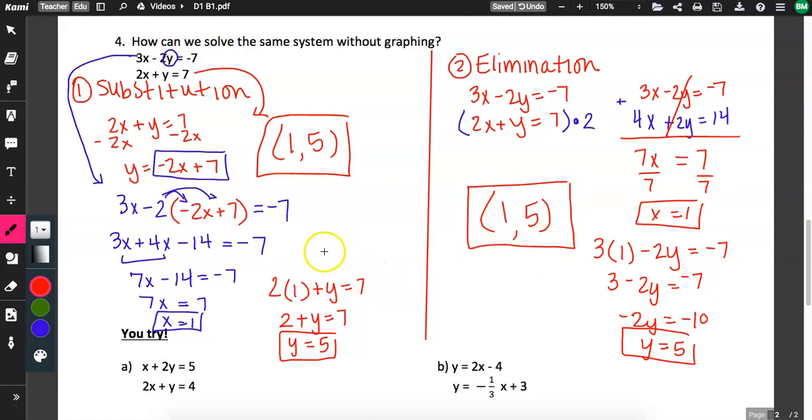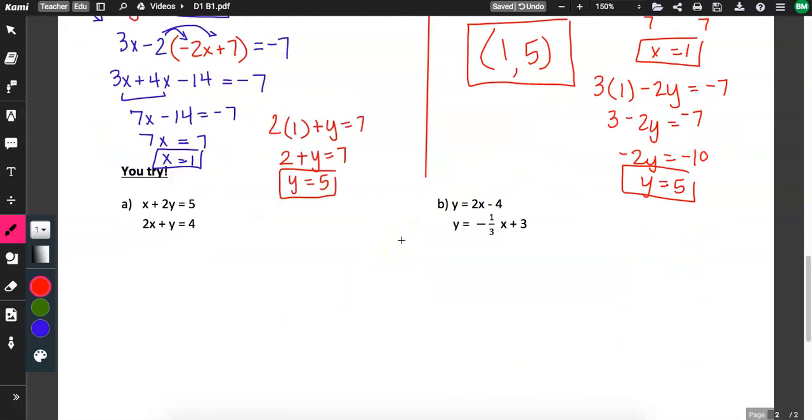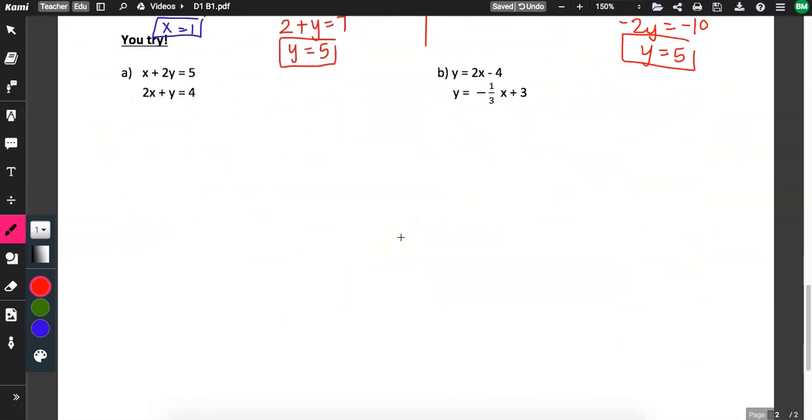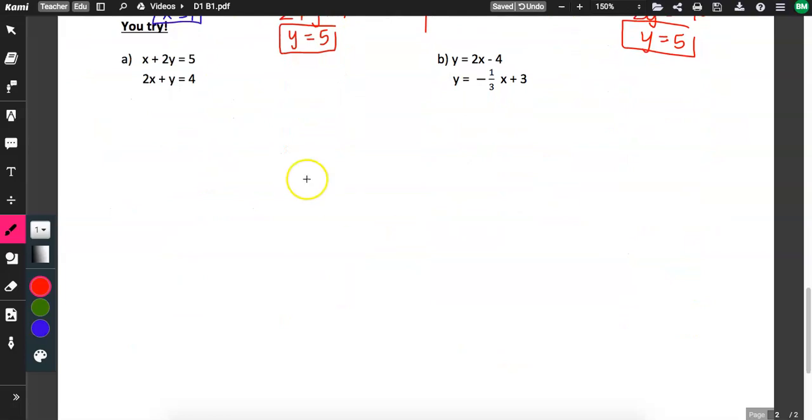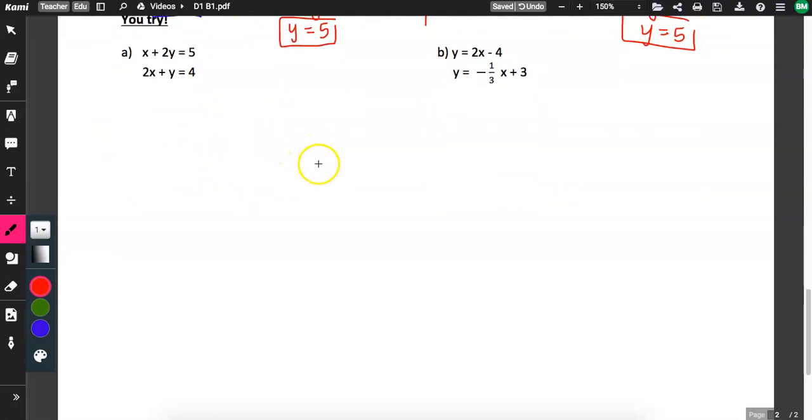So you have two problems to work through on the bottom here. You can do any method you want. If you use elimination, you might need to multiply by a negative value to get those opposite signs. And you'll do a little bit of work with fractions over here. But you'll be able to check your answers, and I'll go through how I solve them after you give them a try.